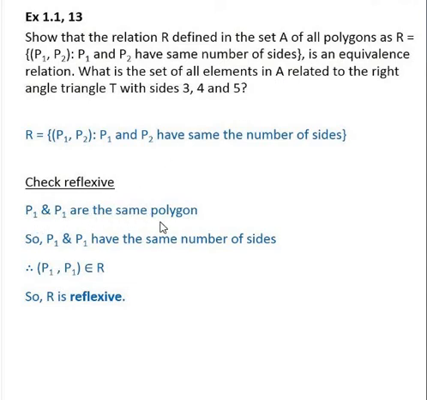So P1 and P1 are the same polygon. They have the same number of sides and therefore (P1, P1) belongs to R. Therefore R is reflexive. Now let us check symmetricity.